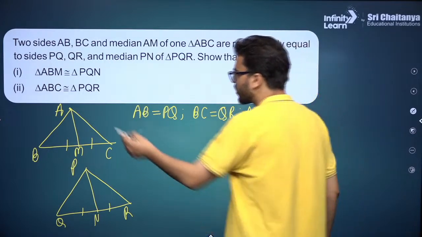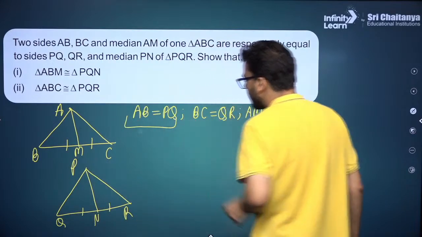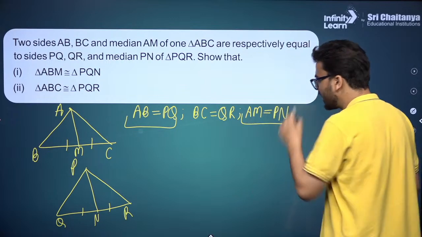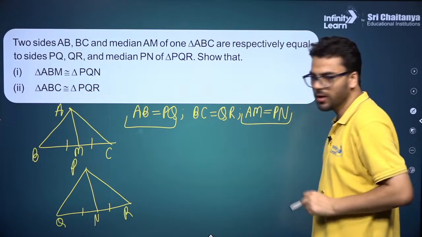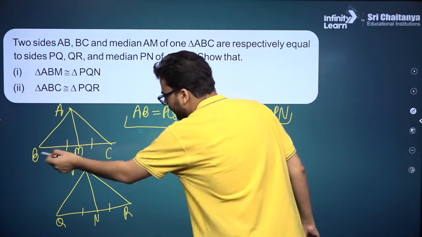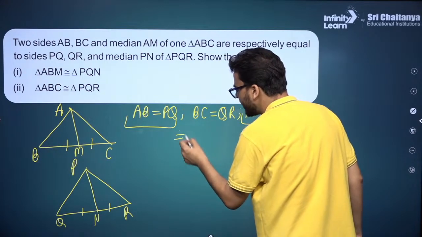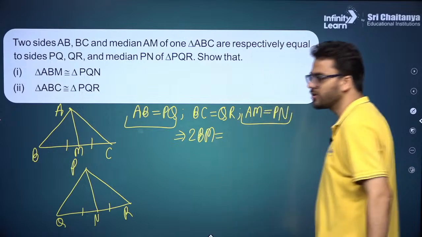So in these two triangles ABM and PQN, you see AB is already equal to PQ is given. AM is already equal to PN is given, right? And BC is equal to QR is already given. Now it is given that M is the midpoint of BC. So in place of BC, can I write 2BM over here? Tell me, guys, because M is the midpoint of BC.